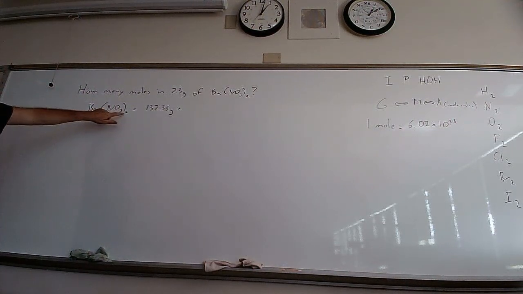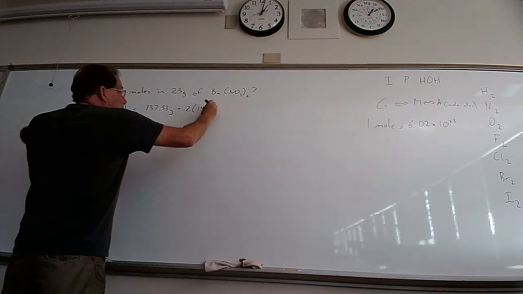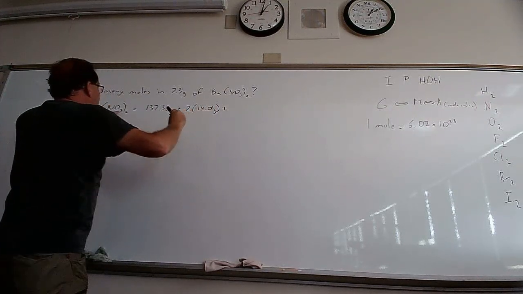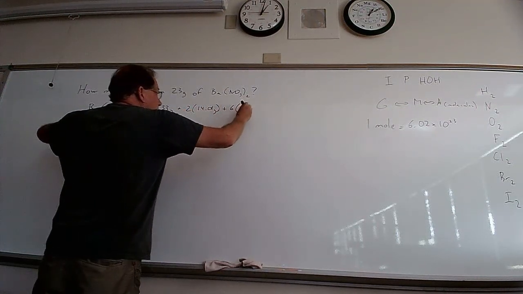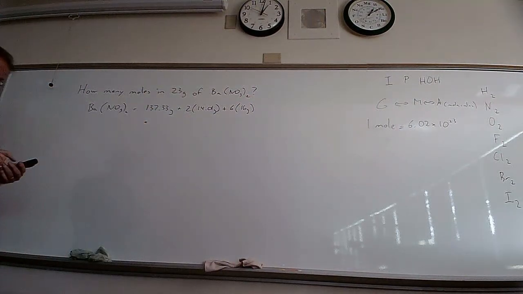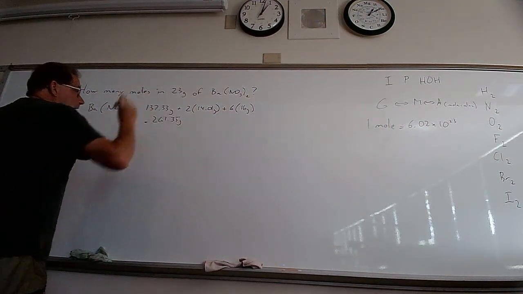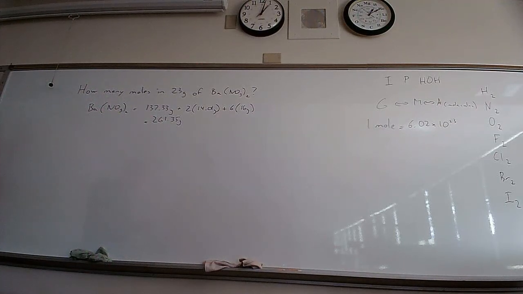All right. Now I've got 2 N's. So 2 times 14.01 plus I have 6 oxygens, 6 times 16. So I add those all together. I have, let's see, 137.33 plus 2 times 14.01 plus 6 times 16. I have 261.35. And I'm not finished with the problem. I haven't even started. I just found the molar mass.